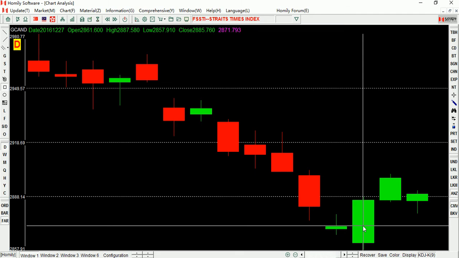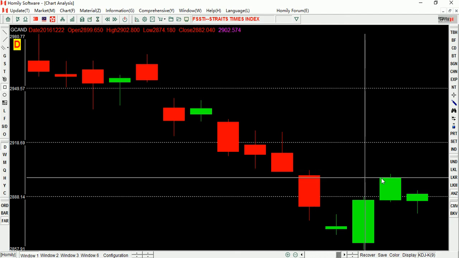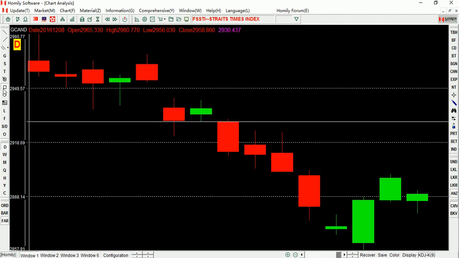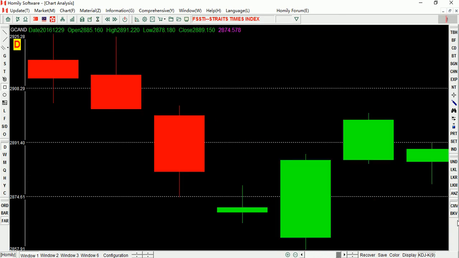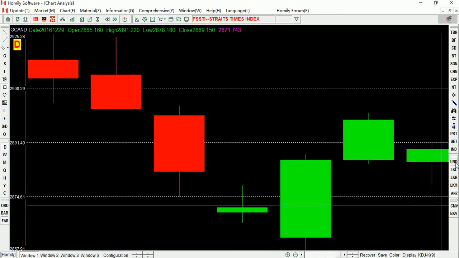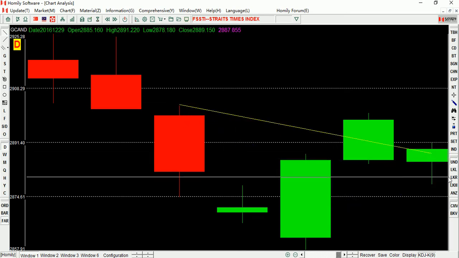So candlestick 1 is the lowest one. So this is 1, 2, 3. Count back, then this is 1, 2, 3. Then we know that this is candlestick 3. Then we can draw the line according to candlestick 3. So we see here, this is candlestick 3. Then we can draw the line.